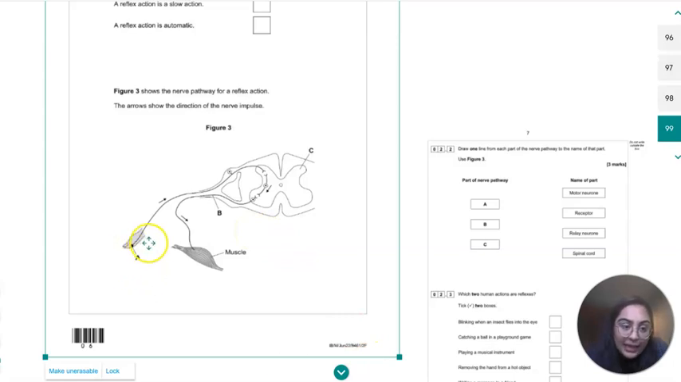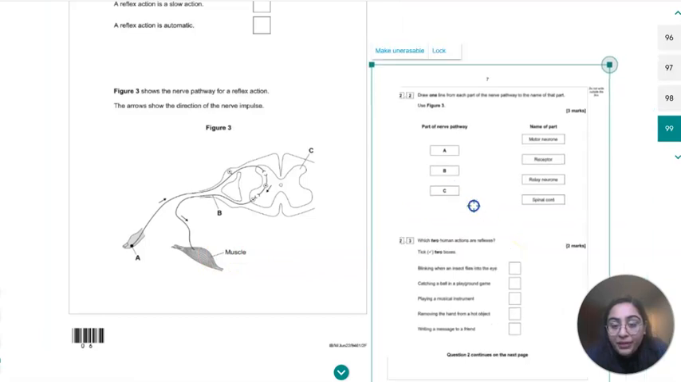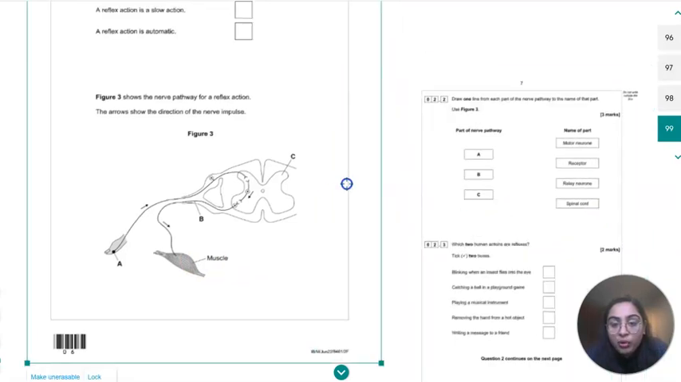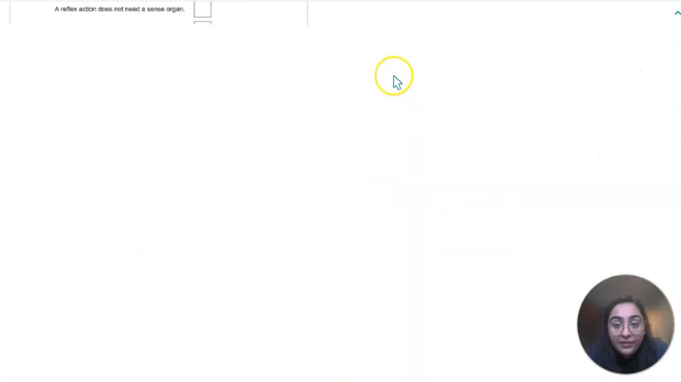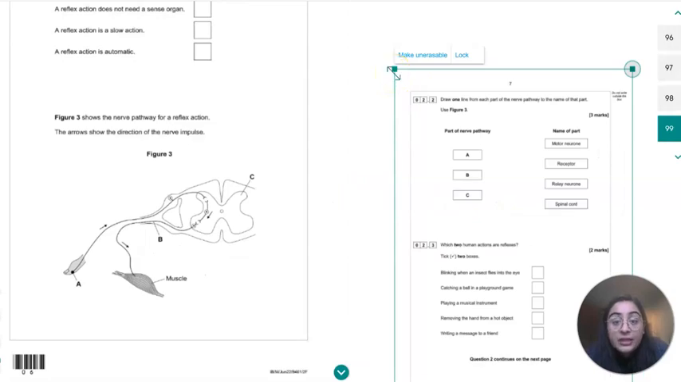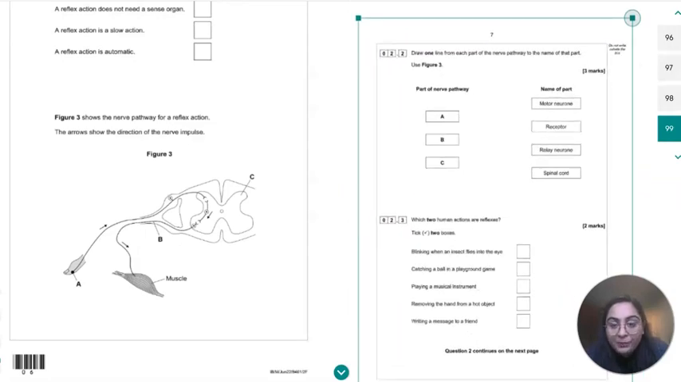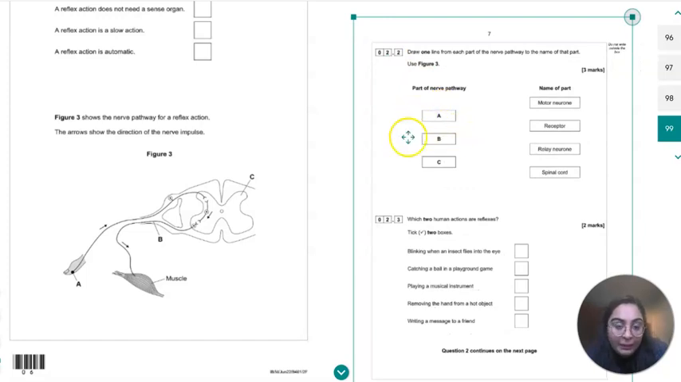So we have point A here, and then we have the arrow leading all the way up to point C, where we can see this image here. We'll talk about what that is in a second. And then it goes down to B, and then stimulating that muscle or that response that we're looking for. So here you're being asked to draw one line from each part of the nerve pathway to the name of that part.